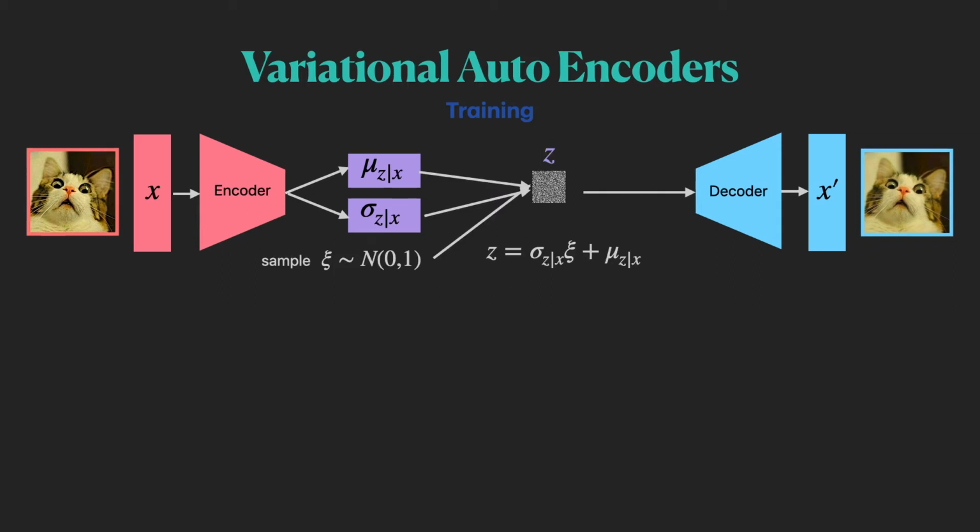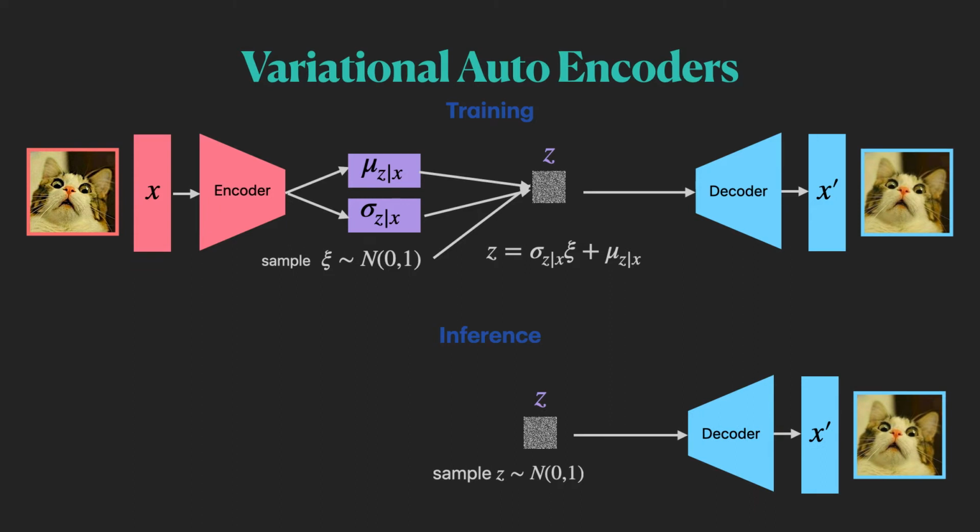So this is how it looks during training, when we train the encoder and decoder together by sampling this xi variable. And in inference, we just randomly sample z from the normal distribution to generate new images.